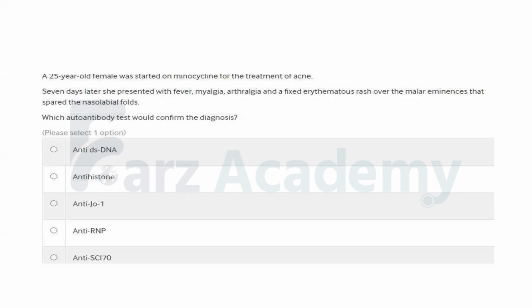A 25-year-old female was started on minocycline for the treatment of acne. 7 days later, she presented with fever, myalgia, arthralgia, and fixed erythematous rash over the malar eminence that spared the nasolabial fold. Which autoantibody test would confirm the diagnosis? Anti-dsDNA, anti-histone, anti-Jo1, anti-RNP, anti-Scl70.